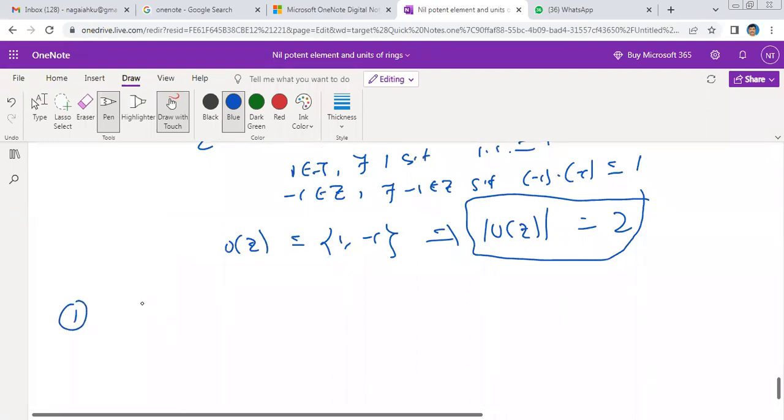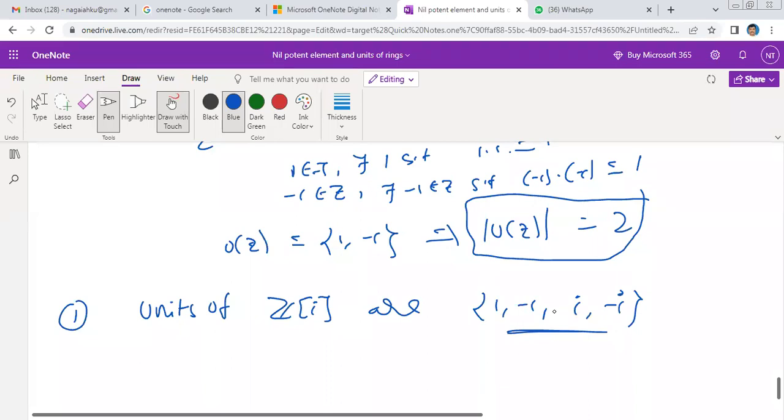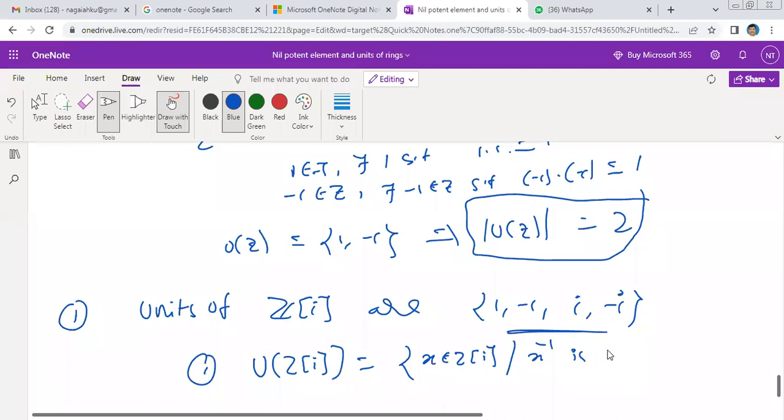Another formula you are familiar with: units of Z[i], units of the ring Z[i], the Gaussian integers. What are the units of the ring Z[i]? 4: 1, minus 1, i, minus i. The units of the Gaussian integers are 1, minus 1, i, minus i. So this is the formula for U of Z[i]. The notation: units of Z[i] is equal to, how should it be? According to our notation, X is an element in Z[i] such that X inverse exists in Z[i].